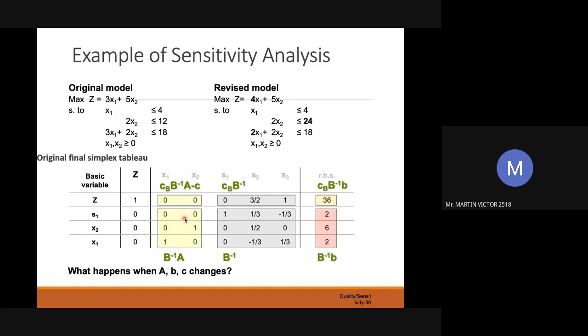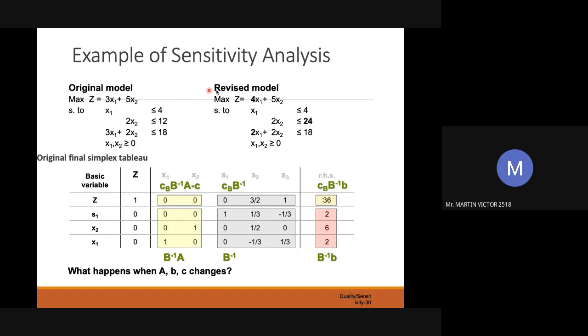You can see this is the given model, which is 3x1 plus 5x2. Based upon this, we can calculate and find the solution for the original model. I repeat, this is the original problem given. We can solve the problem using a simple graphical method and find the solution for this original model. Then, based on some conditions given in the question, we have to rewrite or revise our model.